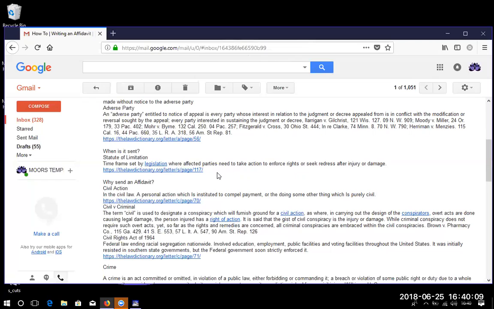It is said that the gist of civil conspiracy is the injury or damage, while criminal conspiracy does not require such overt acts. Yet, so far as the rights and remedies are concerned, all criminal conspiracies are embraced within the civil conspiracies. Brown versus Pharmacy Company. All right, and you might want to see that case law also notated there.